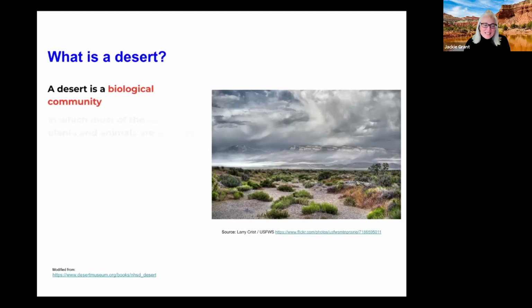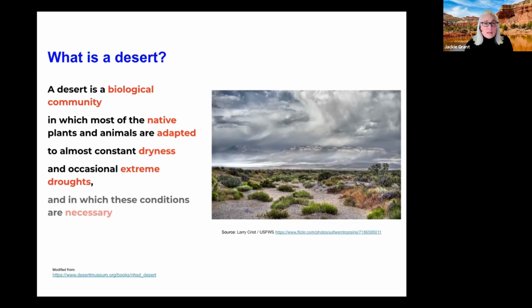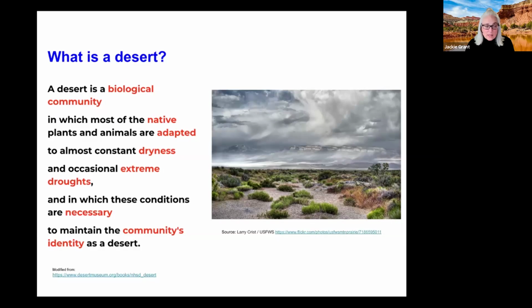All right, now we get to talk about deserts. So what is a desert? One definition of a desert is that it is a biological community in which most of the native plants and animals are adapted to almost constant dryness and occasionally extreme droughts. So they're actually adapted to deal with these extreme droughts like we're experiencing now in Utah. And these conditions are necessary to maintain the community's identity as a desert. So if you take an animal or a plant out of the desert and give it extra water, it actually won't do well because it is adapted to dryness.